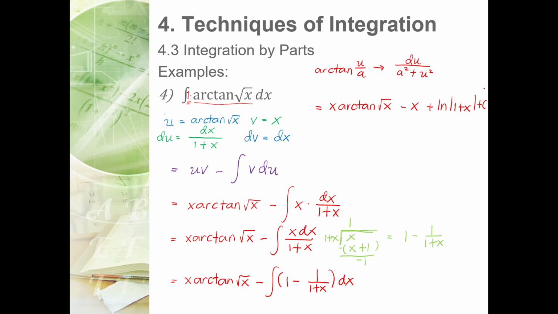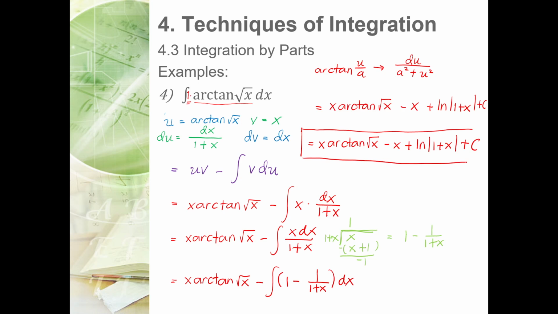So x arctangent square root of x minus x plus ln of 1 plus x plus c. So this is the final answer.